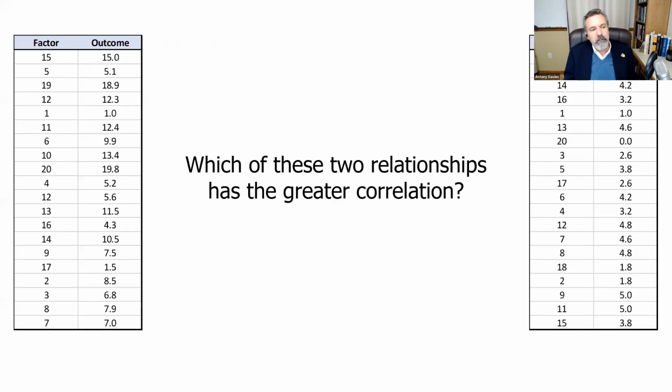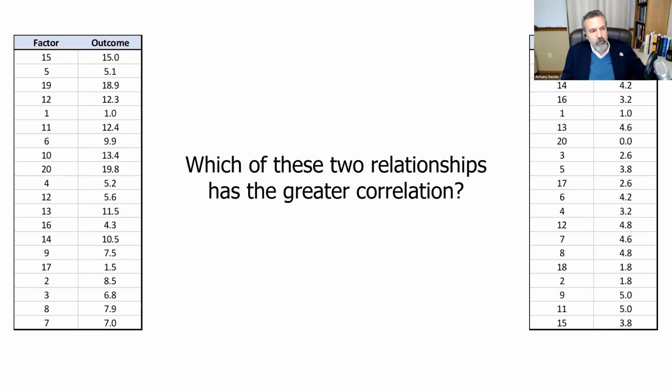So I'm showing you on the left a bunch of numbers, a factor and an outcome. Think of it like a cause and an effect. When the factor's 15, the outcome's 15. When the factor's 5, the outcome's 5.1. So that's the data on the left. On the right is a different phenomenon, and it's got data too. When the factor is 19, the outcome is 0.9. When the factor is 10, the outcome is 5.